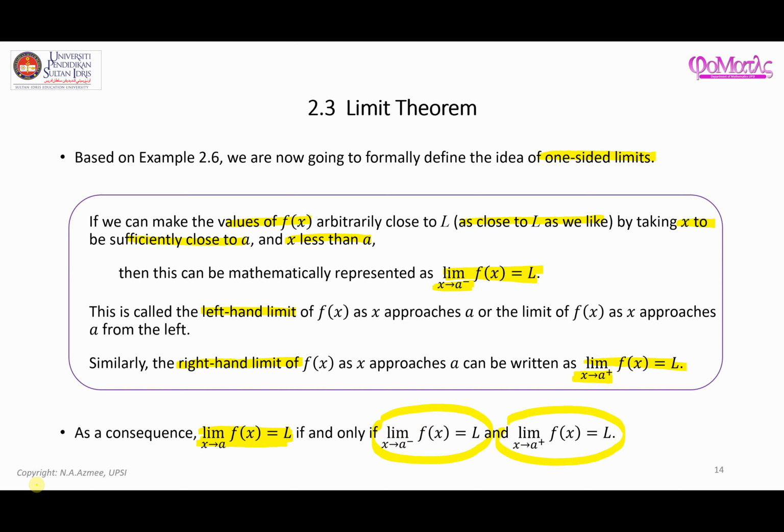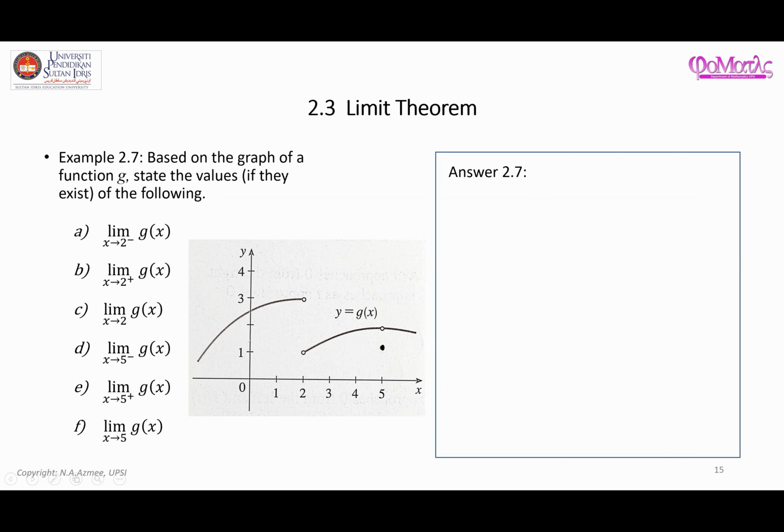Now perhaps we can look at more examples to illustrate the discussion just now. In this example, for the first one, what is the limiting value of this function when x approaches 2 from the left? This is the point of interest, and x comes to 2 from the left direction. Based on this, you can see that the value of our function will rise and get closer and closer to 3. So for question A, the answer is equal to 3.